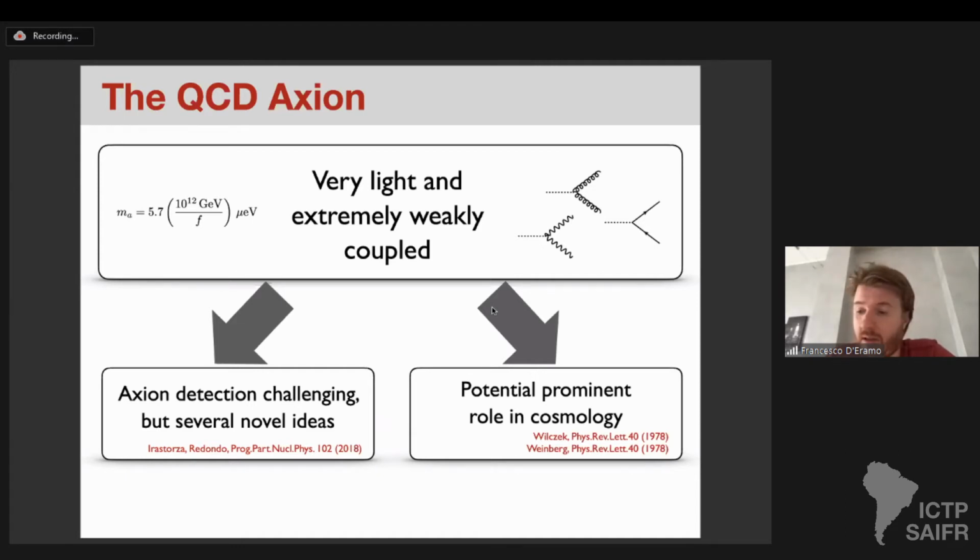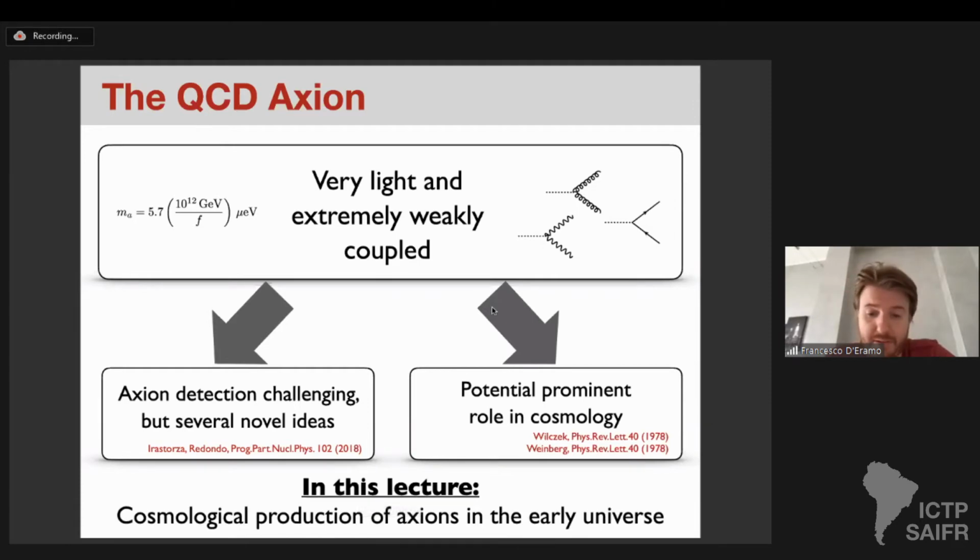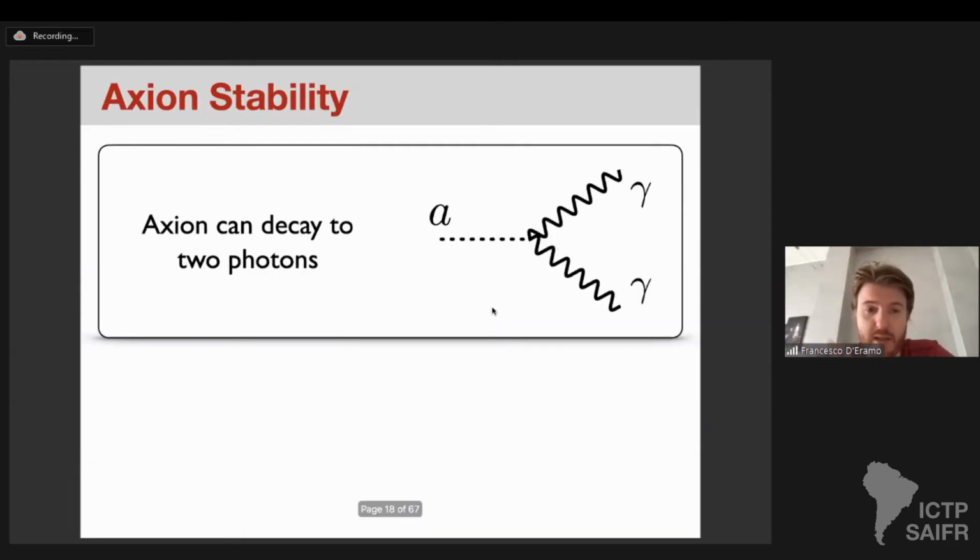So the goal of this lecture is to discuss the cosmological production of axions in the early universe, both the cold component and the hot component. I will quantify what I mean.